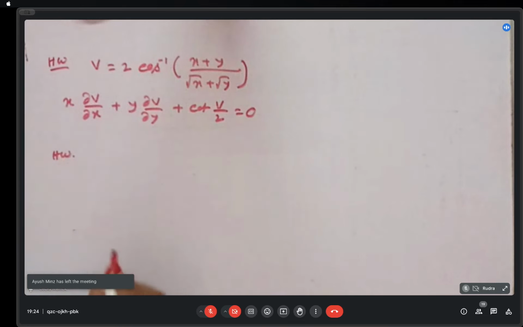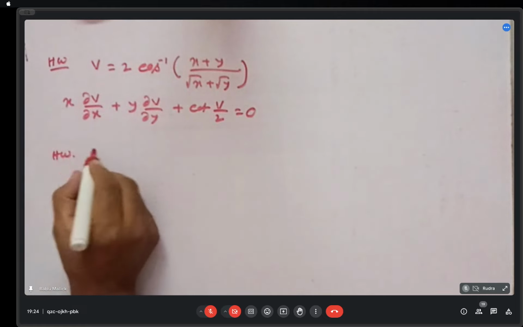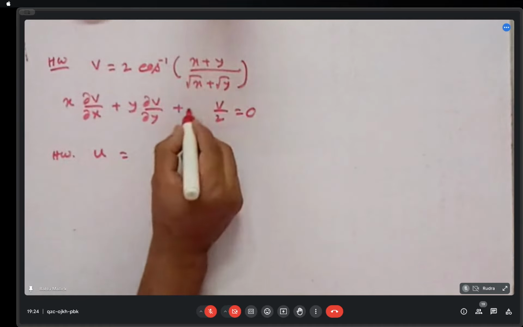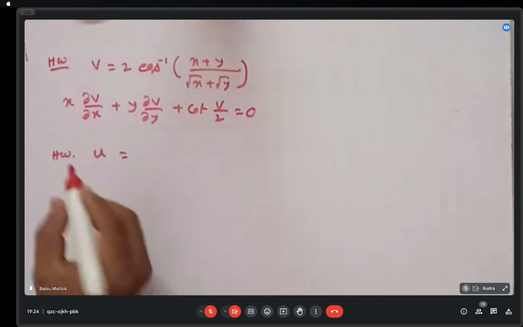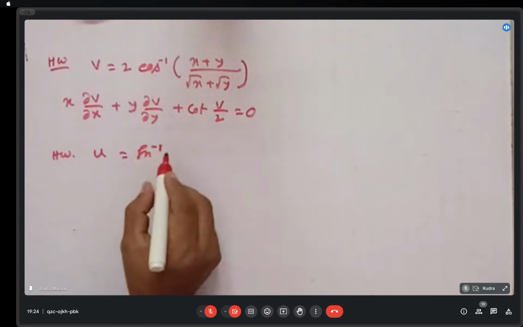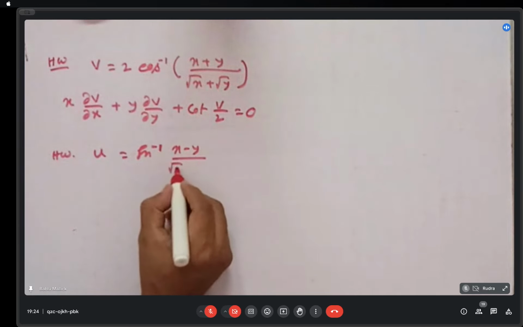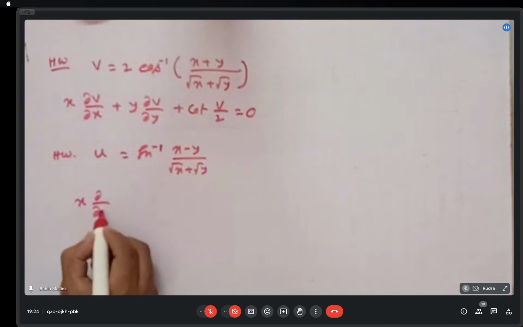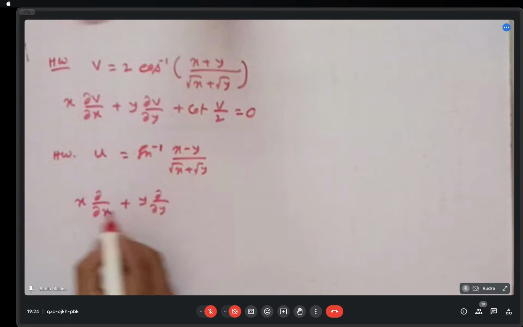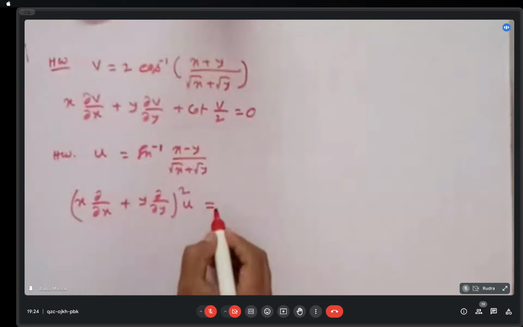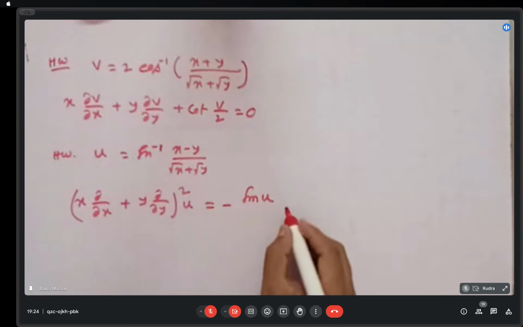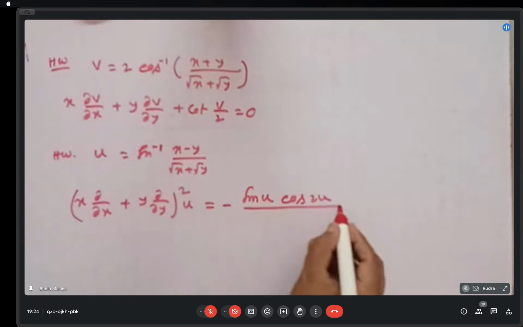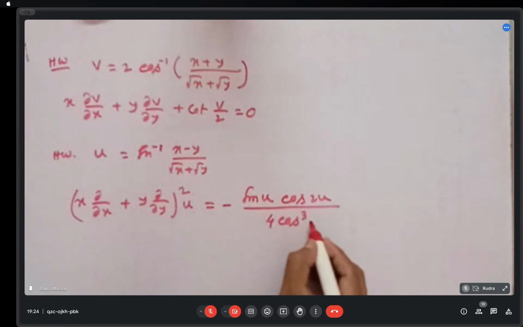Second homework is this. If u is equal to sine inverse of x minus y by root x plus root y, then so that x into del del x plus y into del del y, this whole square of u is equal to minus of sine u into cos of 2u divided by 4 cos cube u. These two are your homework.